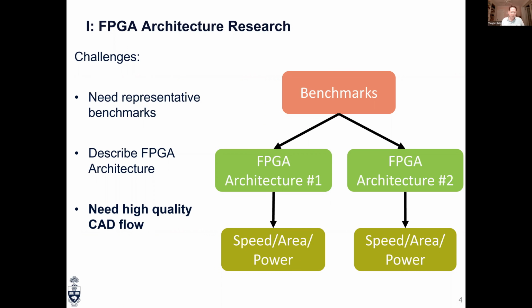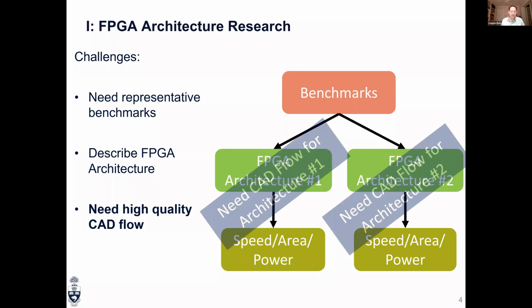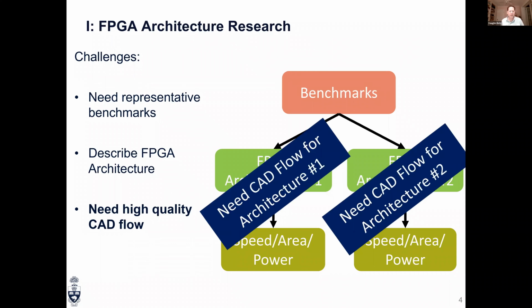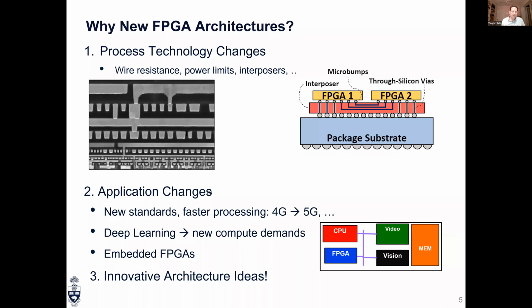So that means that you need a high quality CAD flow, and you need it for every architecture variant that you want to evaluate. And developing a CAD flow is a very large undertaking. So this is a major barrier to actually looking at different FPGA architectures. So VTR's number one purpose has been to address that gap. Give us a CAD flow that can be retargeted at different FPGA architectures.